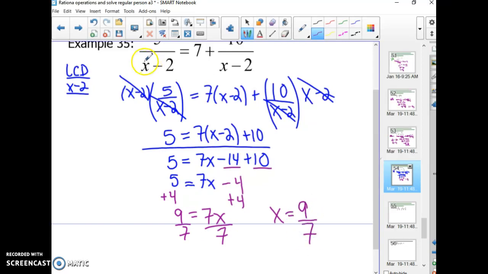And in my original equation, x can't equal 2. 9 over 7 is not 2, so that is a legitimate solution. Okay, I'm going to give you guys a few seconds to get that copied down. I'm going to time up here for 15 seconds.